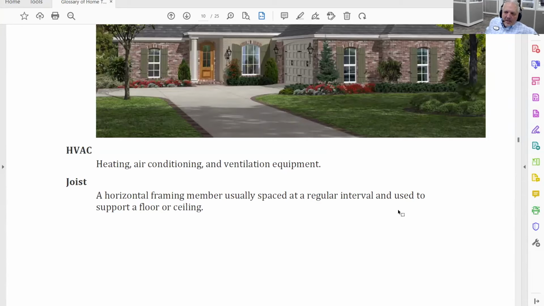They're sometimes combined. Okay. I don't have a picture, but a joist is the horizontal framing member, usually spaced at a regular interval, either a floor joist or a roof joist. If it's above your head, it's a roof joist. If it's below your feet, it's a floor joist.